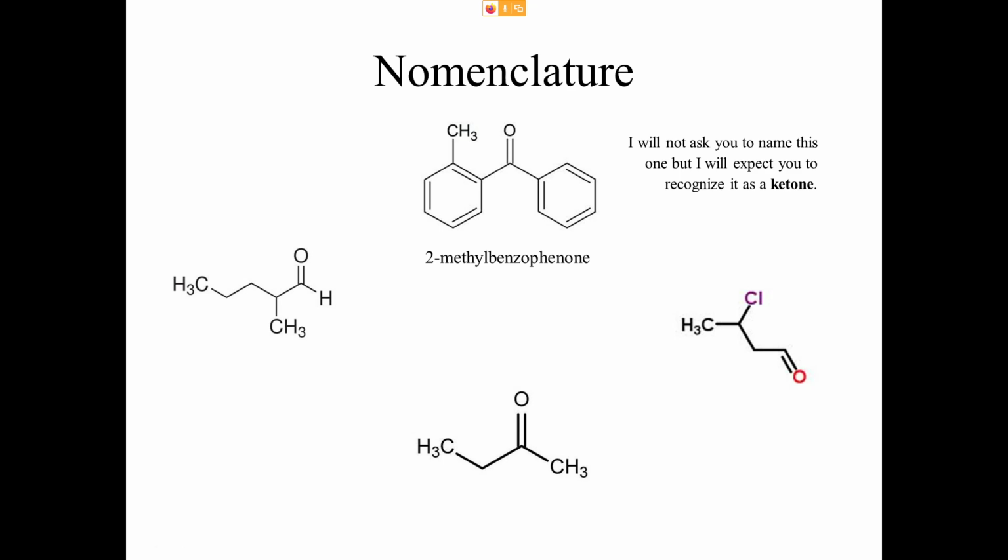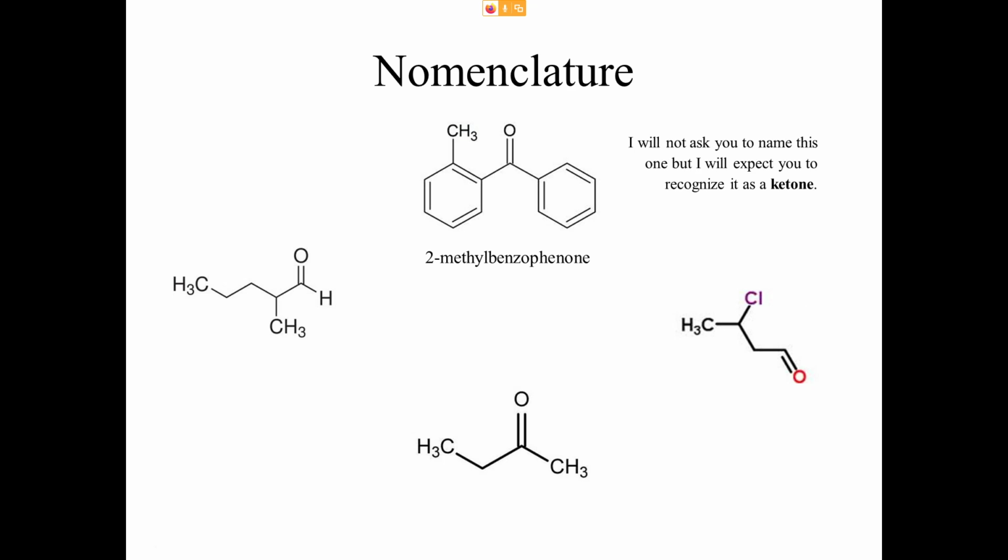Butane, right? So for butane, I changed the ending to butanal, with an AL ending. And then what's attached to my butanal? A chlorine, and you call that what as a substituent? Chloro. And where is it? It's on number 3, so 3-chloro.